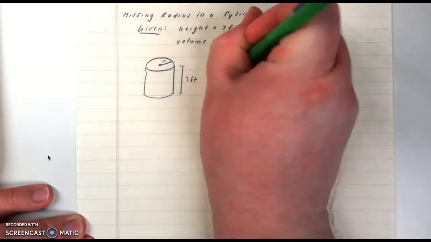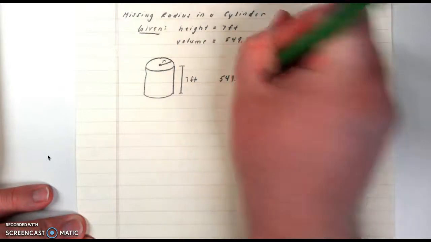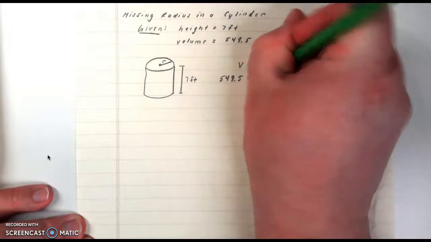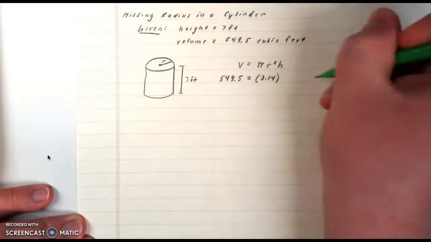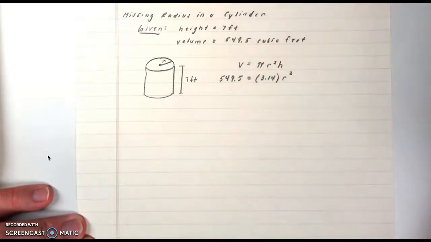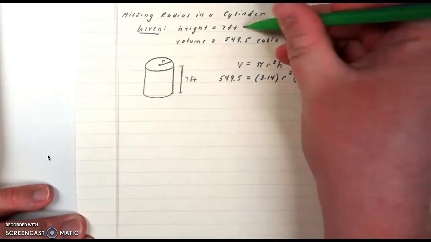So 549.5 will equal pi, which is 3.14. The radius we don't know, so we're going to leave letter r and square it because that's part of the formula, times h, the height, and the height is 7 feet.